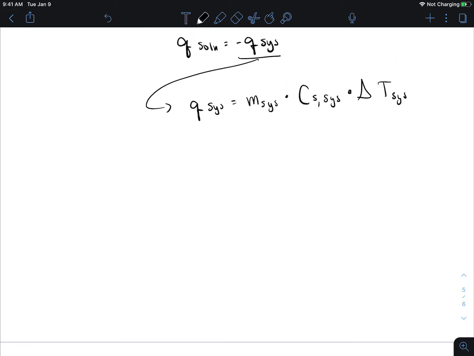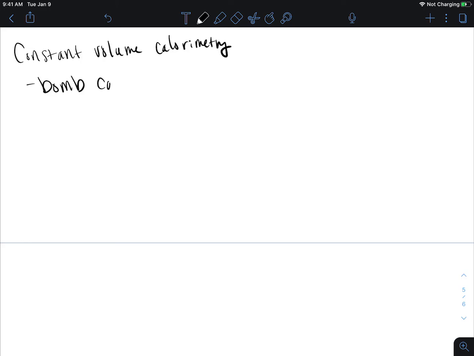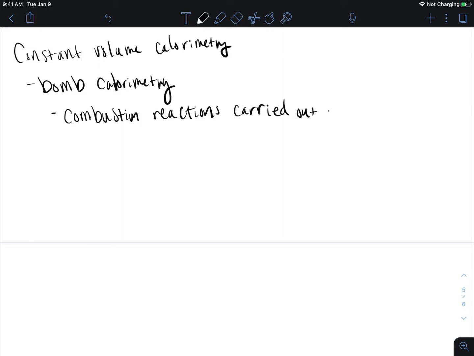Our other type of calorimetry that we look at is constant volume calorimetry. Okay, so this is going to be bomb calorimetry. So it's a self-contained reaction, but pressures are going to be built up here because it's completely enclosed. So generally, we're looking at combustion reactions, and they are carried out in a sealed bomb. And this is because it could withstand the extreme pressures.